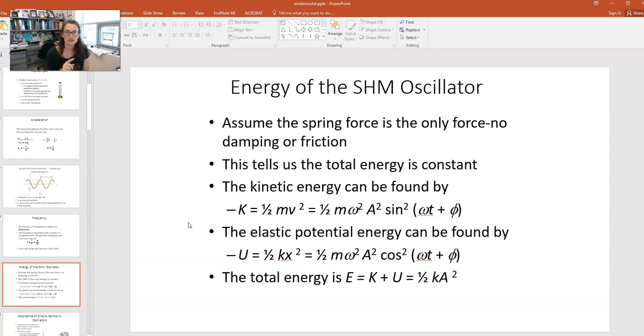Now, the potential energy for a spring is 1/2 kx squared. So U is equal to 1/2 kx squared. If you plug in the equation for x of t into that, you end up with 1/2 m omega squared a squared cosine squared(omega t plus phi). If you sum those two things together, the sine squared plus cosine squared goes to 1, and that gives you 1/2 m omega squared a squared.